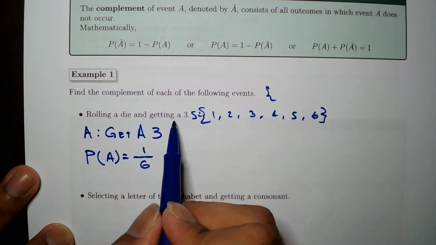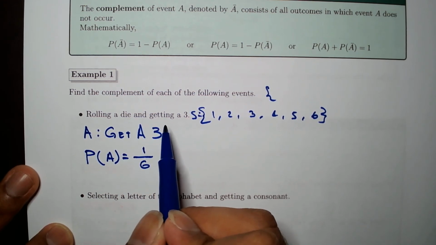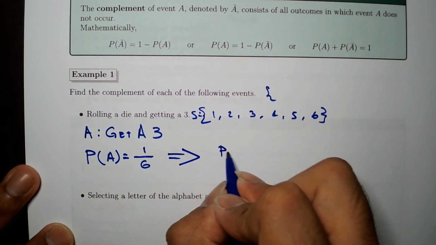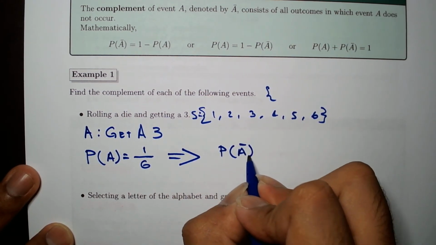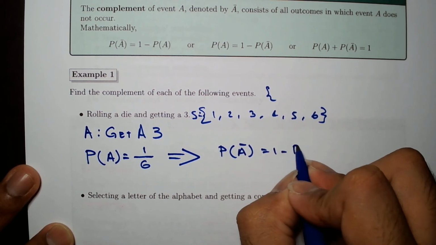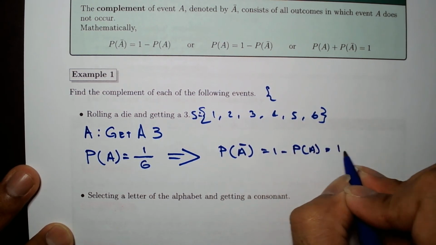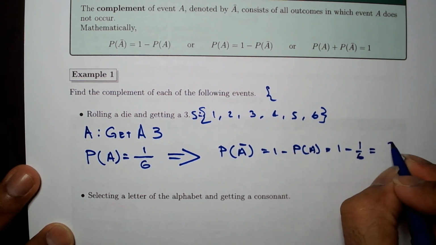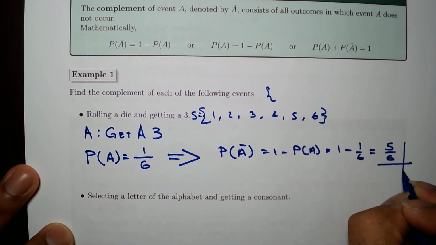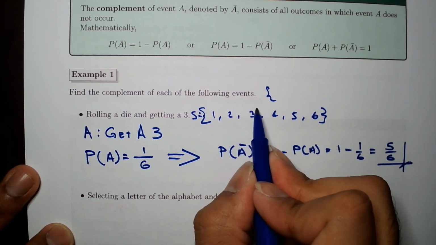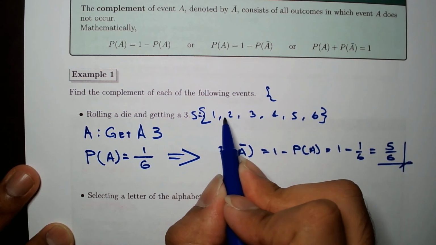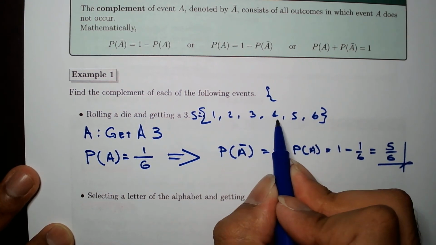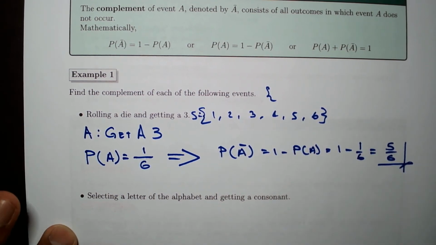So we need to find the complement of getting a 3. In this case, it is not getting a 3. In other words, we want the probability of the complement of A, which is 1 minus P of A, which is 1 minus 1/6, and that is 5/6. In other words, not getting a 3 means getting a 1, a 2, a 4, a 5, or a 6. In this case, 5 outcomes.